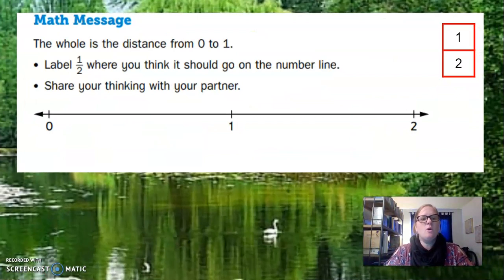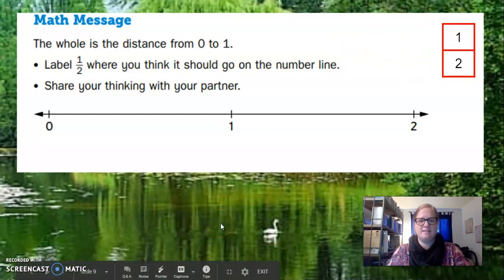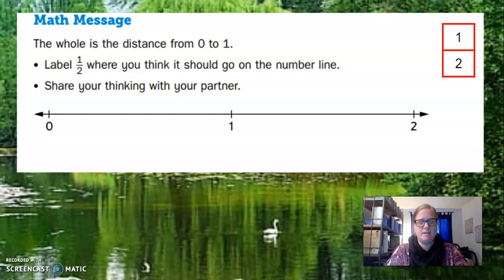So, the whole is the distance from 0 to 1. Label 1/2 where you think it should go on the number line. Share your thinking with a partner. You might not have a partner to share with, but that's okay. So you're going to take this 1/2 that's over here, and you're going to click and drag it to where you think that half should be on this number line. Go ahead and do that before you move along in the slides. So I will move on in 5, 4, 3, 2, 1.